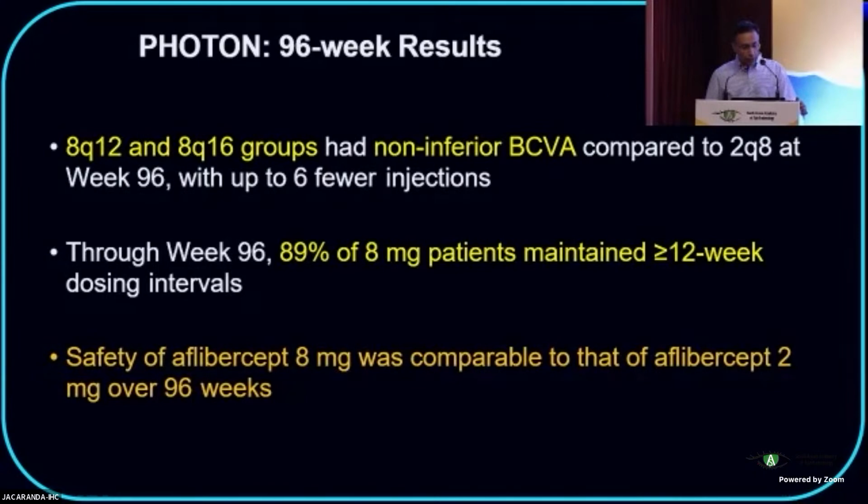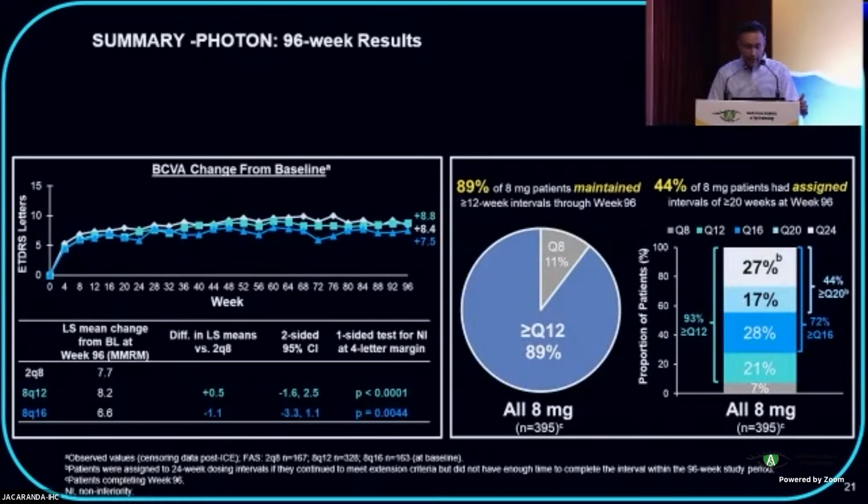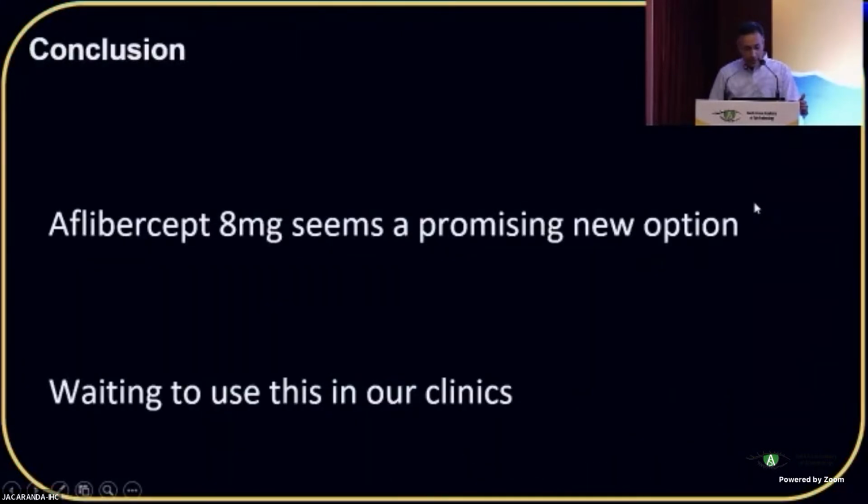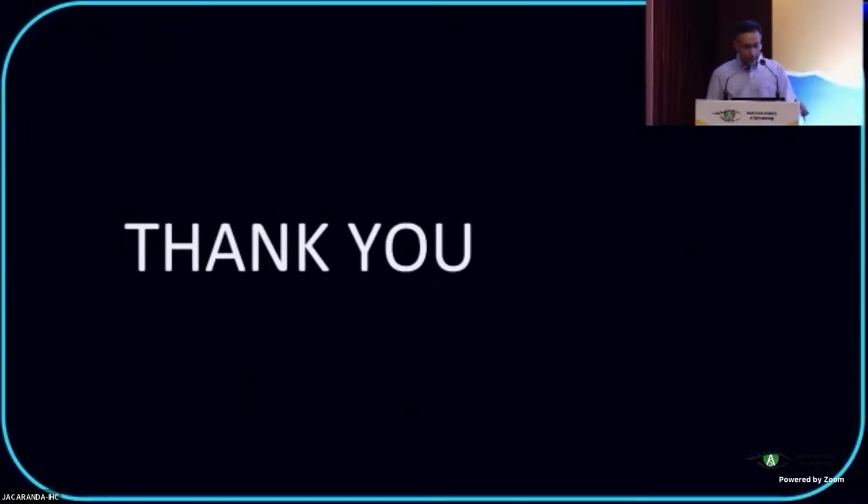So I'd like to just conclude that the 12 and 16 week 8 milligram Eylea had non-inferior BCVA. 89% patients maintained vision more than 12 weeks, and the safety was comparable to the 2 milligram and the 8 milligram. And 44%, I think this is also very important, had intervals more than 20 weeks at 96 weeks. So it seems a promising option. I hope we can use it. And at the next meeting, we should be showing our own patients instead of the standard slides. Thank you so much.